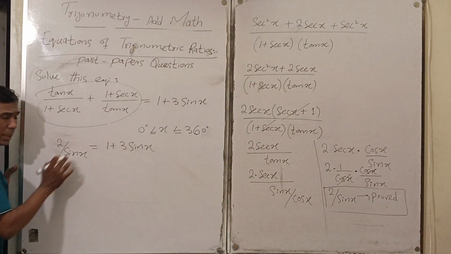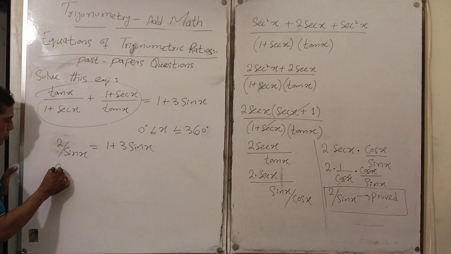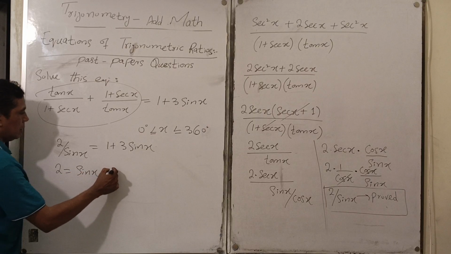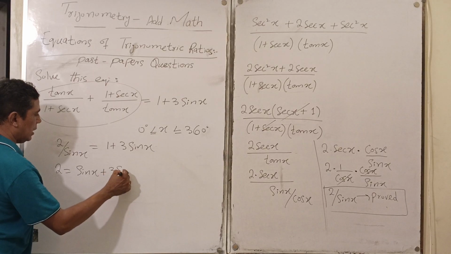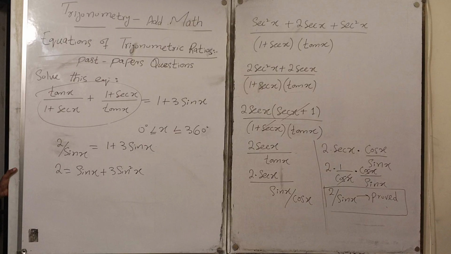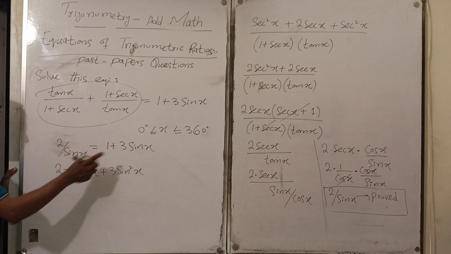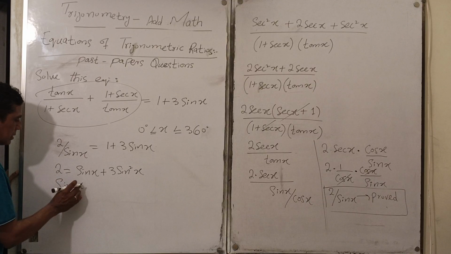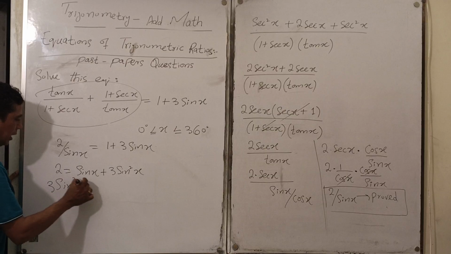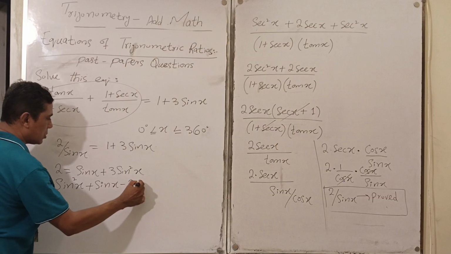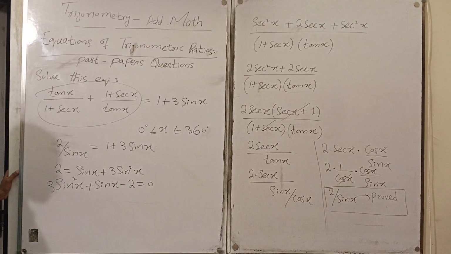Clear? Multiply. तो what? 2 equal to sin x into 1 plus 3 sin x, that is sin x plus 3 sin square x. Clear? And keep it, move here. So what about 3 sin square x plus sin x minus 2 equal to 0. Clear? Now it is kind of the quadratic equation.